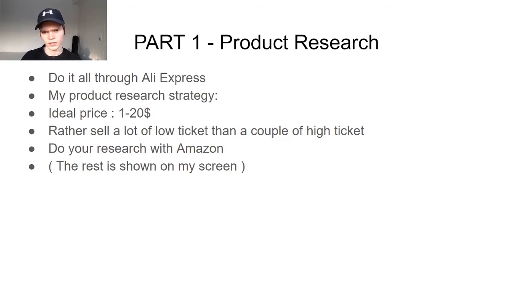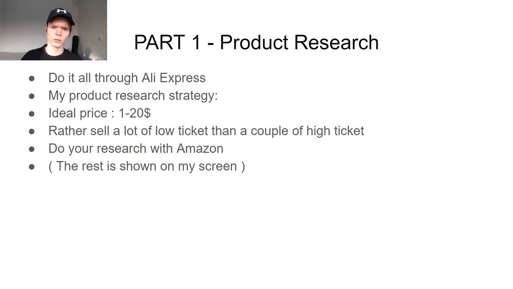But first of all, the ideal price of what you want to sell for. On this store, I want you guys to choose low ticket. Don't do high ticket products. And I'm going to tell you why later in this one. Rather sell a lot of low ticket products than a couple of high ticket products. So your ideal price here to buy on AliExpress is $1 to $20. If you buy one for $20, you can sell it for $49.90. If you buy it for $1, you could sell it for $25.90 and then move up to $29.90. And if you brand it, you could sell it for $39.90.